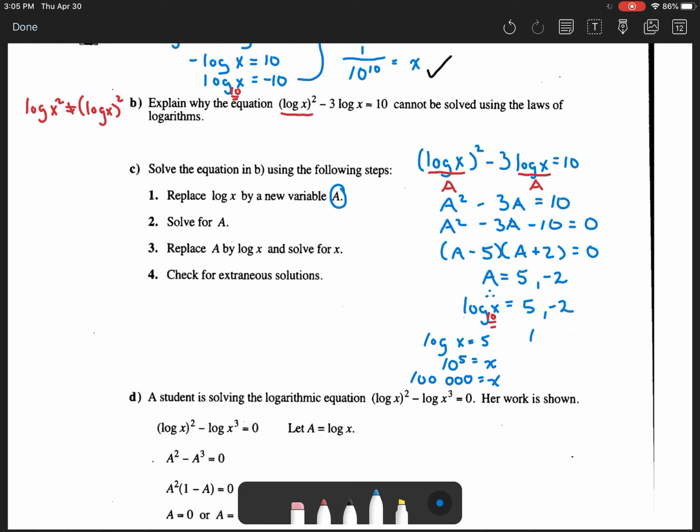Okay, so there's the first one. Now, the other one would be log x equals negative 2. So 10 to the exponent of negative 2 equals x. So that's 1 over 10 squared, which would be 1 over 100. Okay, and that is the second value of x.